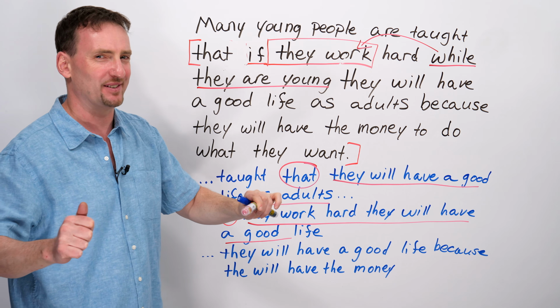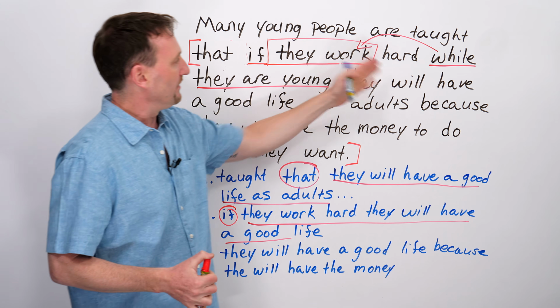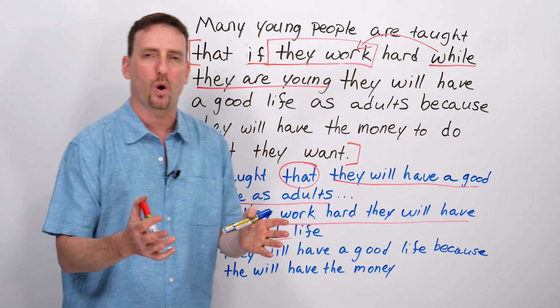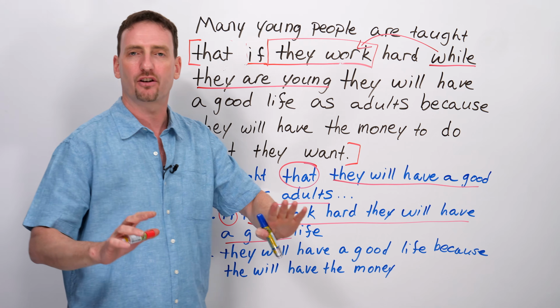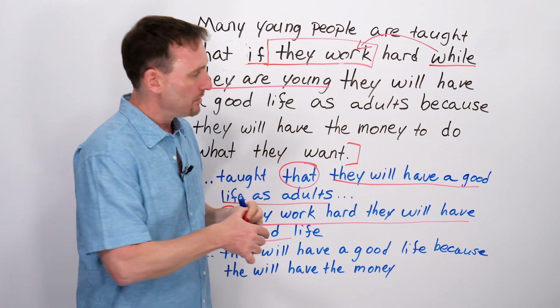Hope you're with me still so far. I'm going to try to slow it down a little bit. So if they work hard while they are young, they will have a good life. So this is good life as adults. Good. So far, so good. Why will they have a good life as adults?